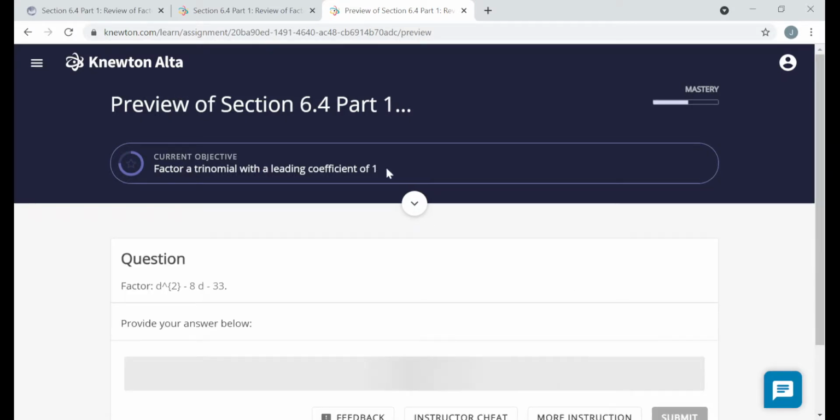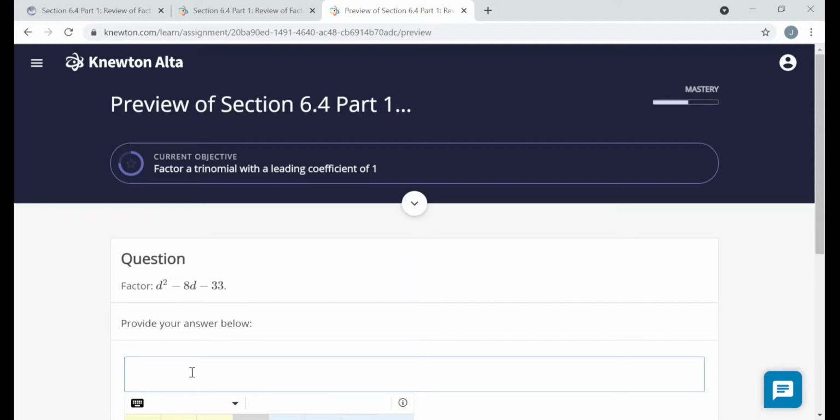Same thing here. Right, here's another question. Factor a trinomial with a lead coefficient of 1. So you see d squared minus 8d minus 33. Again, quadratic trinomial, lead coefficient 1. You're just looking for factors of negative 33 whose sum is negative 8. And that'd be negative 11 and positive 3.